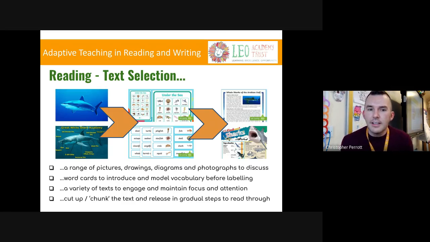And then finally, cutting up and chunking the text. So you're not giving children a whole page, which can be quite daunting, by actually giving them smaller snippets. And once they've read that, talked about it, understood, then giving them the next part as well, you're giving them that chance to focus on their ability at their pace as well. Because actually, if they struggle with the first part, there's no point moving on. You might as well just stick with that first part of the text and develop that understanding in that sense as well.